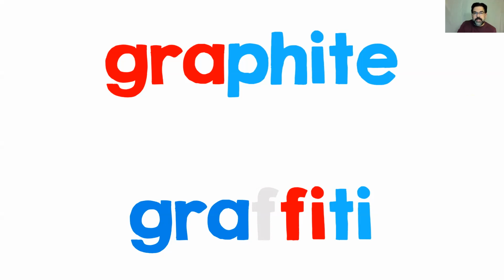So let's look at the syllables now. Graphite is a 2-syllable word, graphite. Graffiti, a 3-syllable word, graffiti, all right?